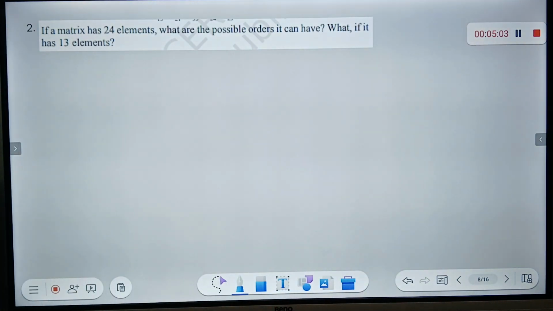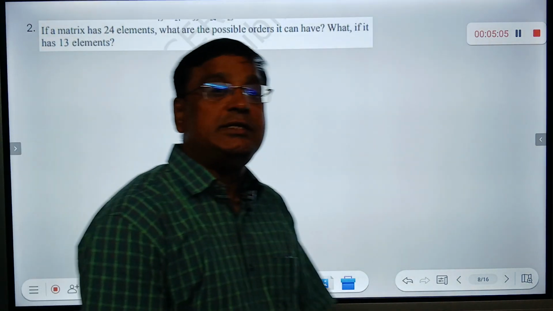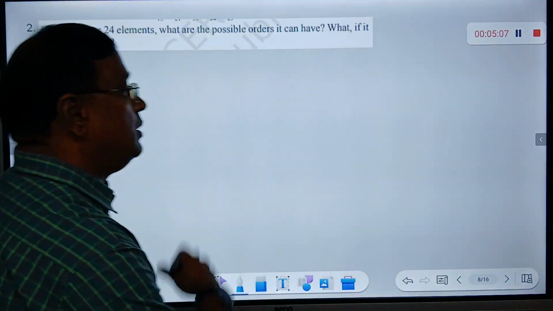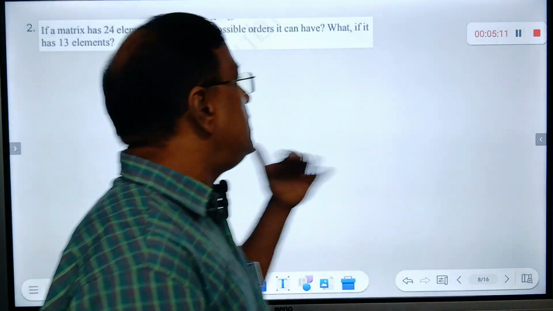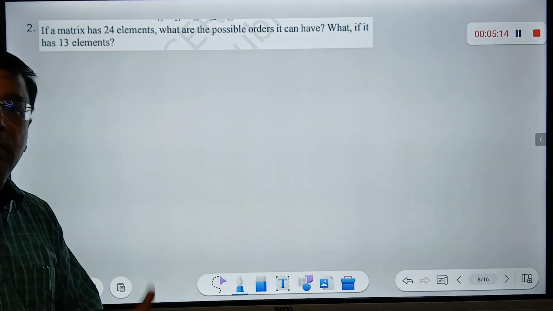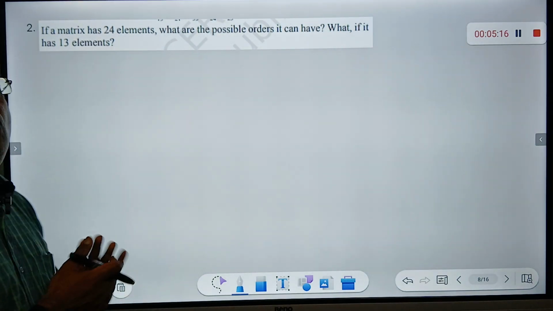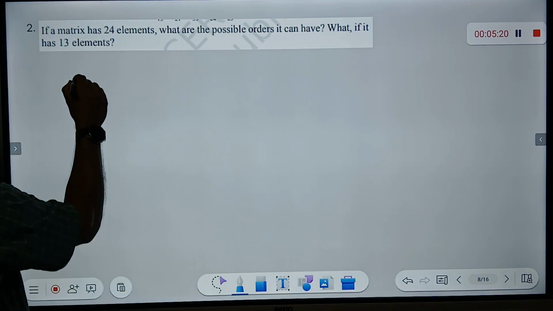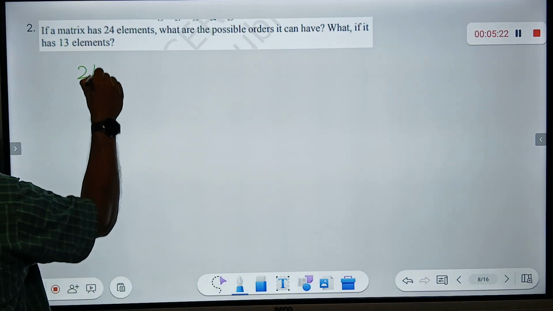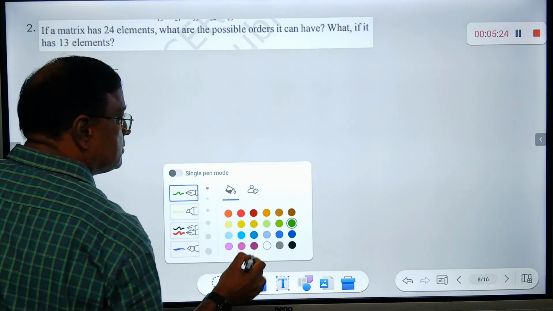Now, what does the next question say? A matrix has 24 elements. Previously, they gave you the order and you found the number of elements. But now here, you have 24 elements. How do I find all possible orders of the matrix? It's very simple. How can you break 24 into a product of two numbers?